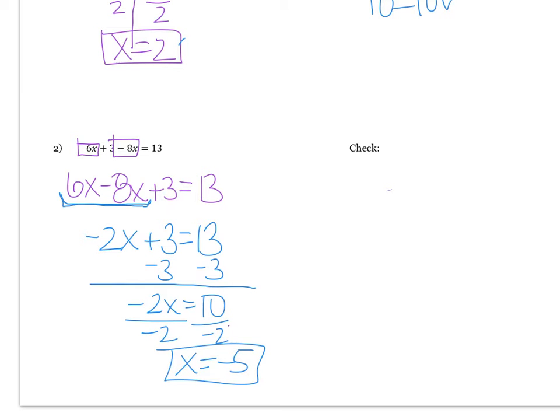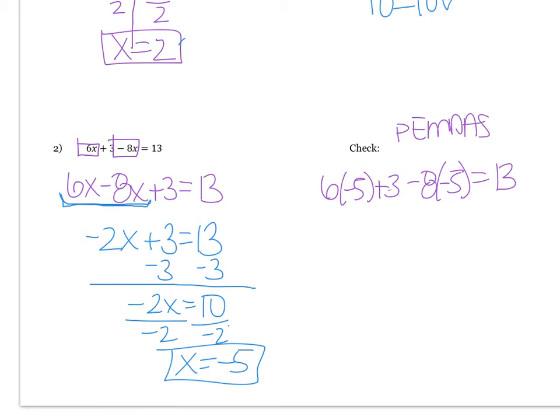All right, so to prove it, we have to plug it back in. So we go 6 times a negative 5 plus 3 minus 8 times a negative 5. Is that equal to 13? Well, again, let's do PEMDAS first. So we focus on our multiplication problems here. 6 times negative 5 is a negative 30, plus 3. Negative 8 times negative 5 is a positive 40. And then we can prove, does it equal 13?